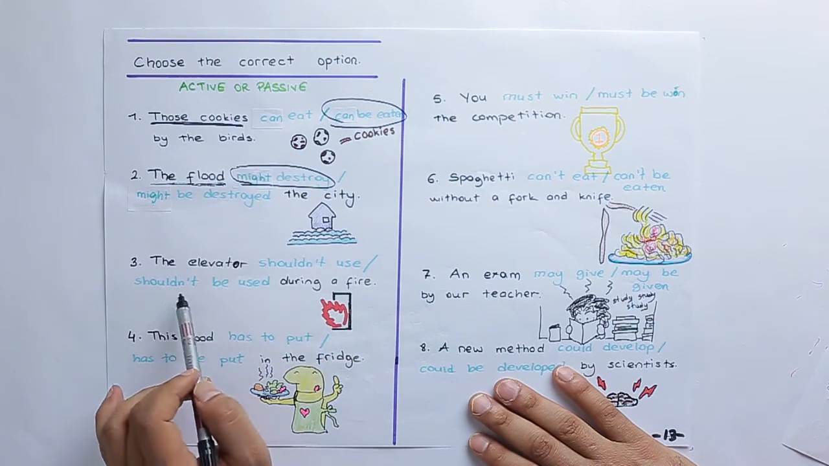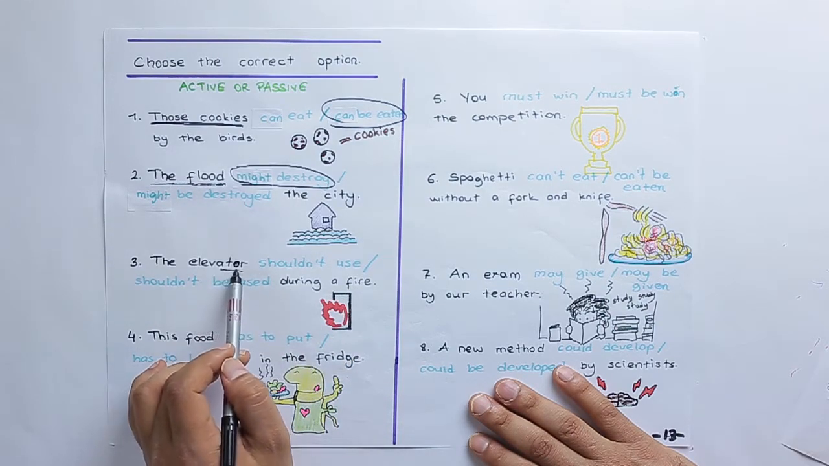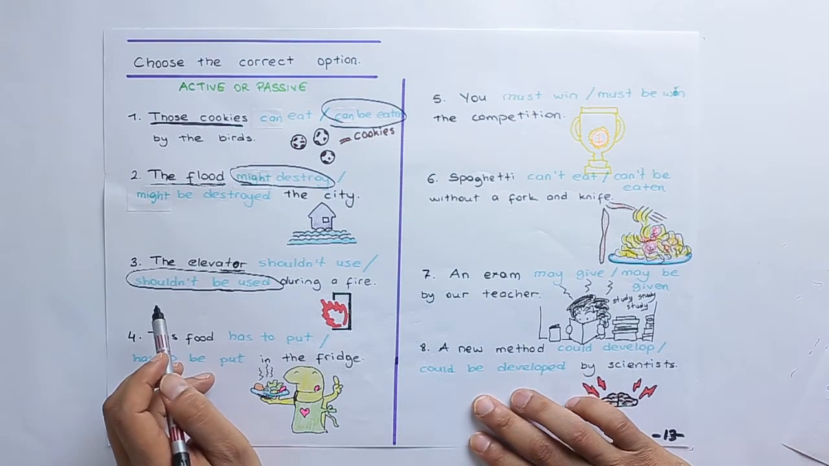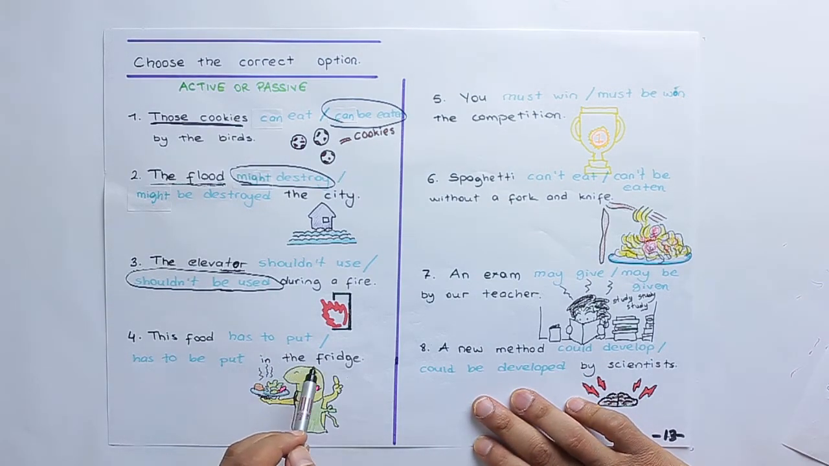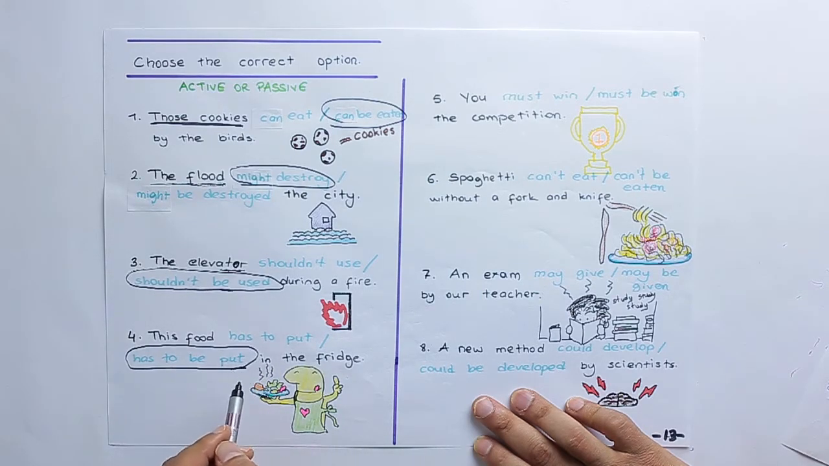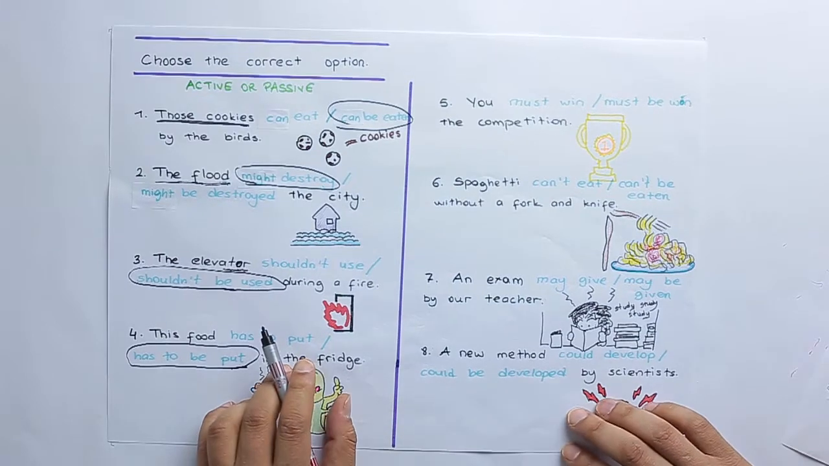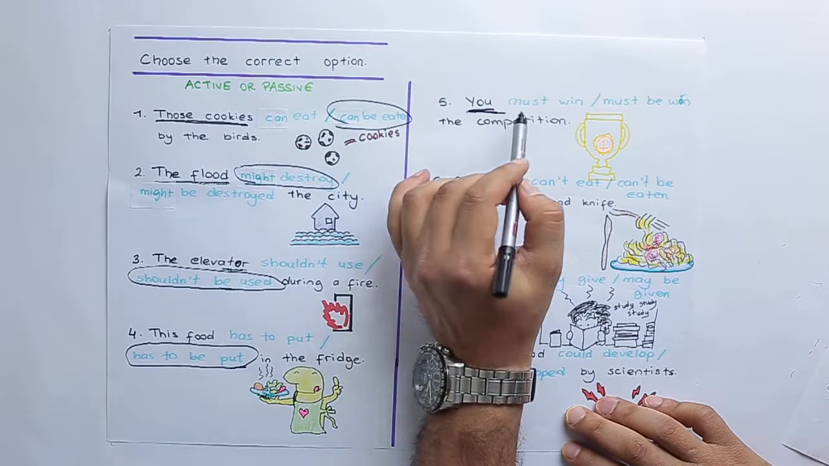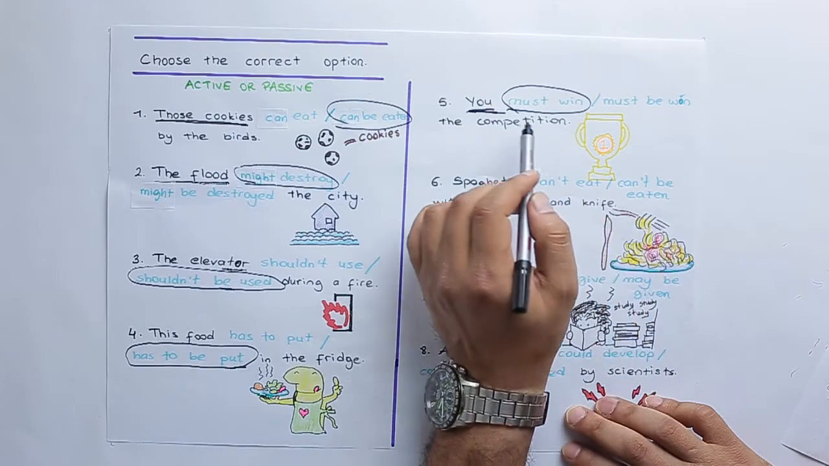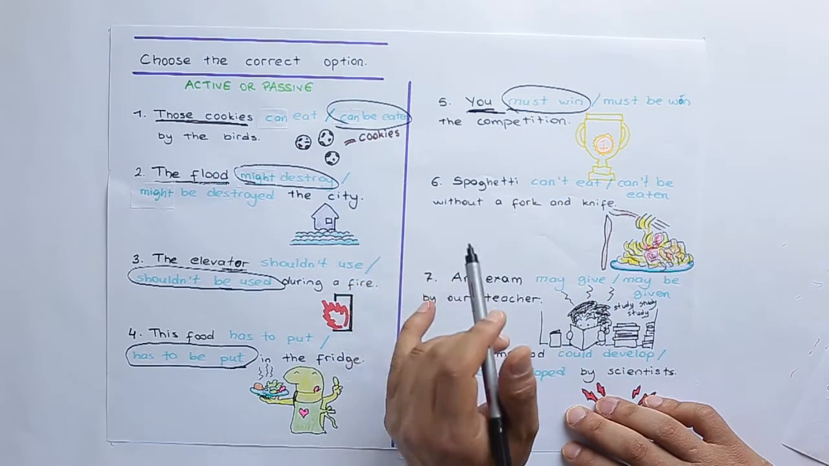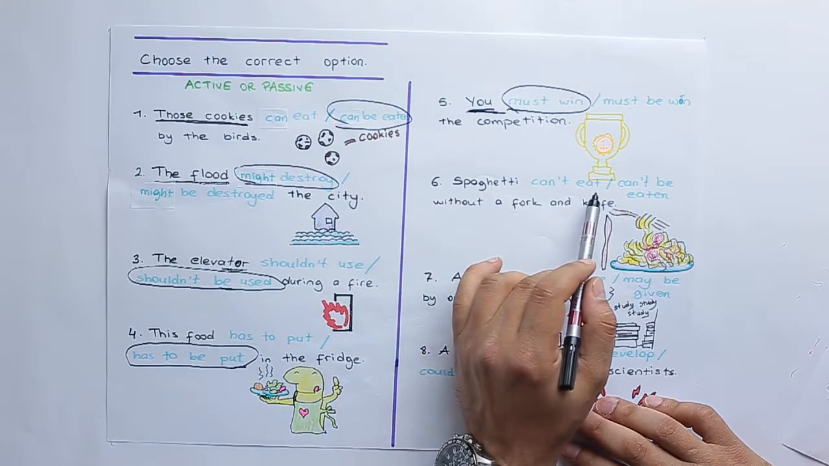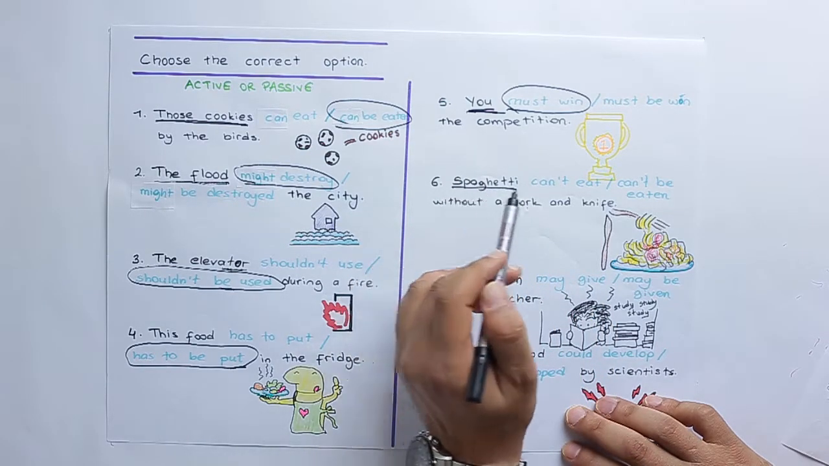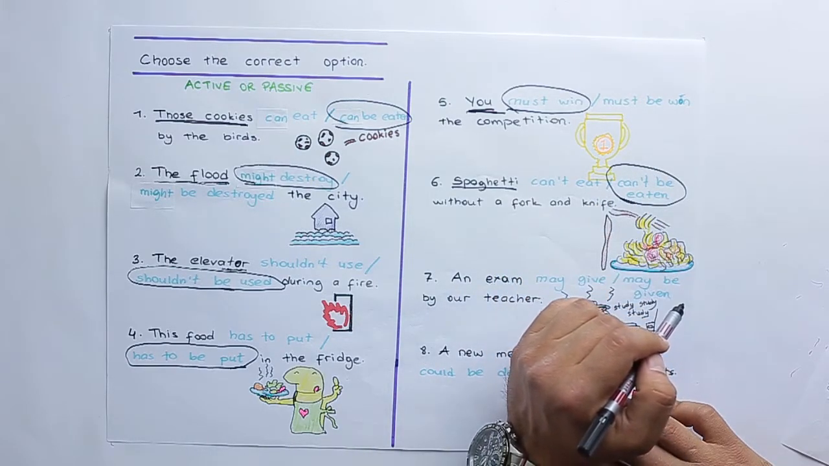The elevator shouldn't be used during a fire. You know the elevator. Because of that, it should be a passive one. Number 4, this food has to be put in the fridge. You know that food cannot do anything. This is a passive form. Number 5, you must win or you must be won the competition. As you see, there is a subject pronoun here. Because of that, the subject pronoun can do an action. You must win the competition, an active sentence. Number 6, spaghetti can't eat or can't be eaten without a fork and knife. Spaghetti can't do an action. Because of that, this sentence should be passive.